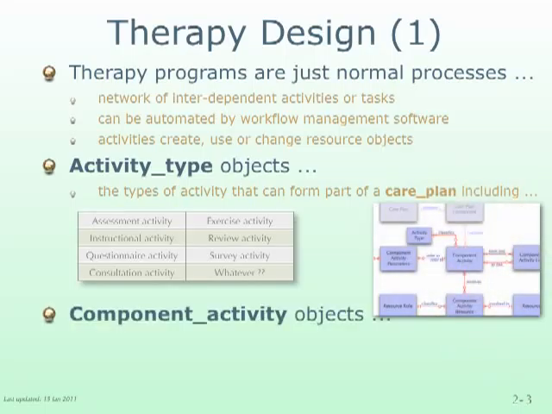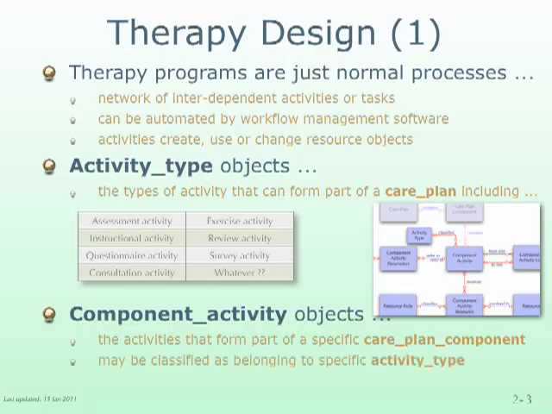Then we have component activity data objects that represent the activities or tasks that form part of a specific component of the care plan and which may be classified as belonging to one of the activity types listed above. So now we have the data object classes that represent the functional components of the therapy programs that can be automated by the Stroke Rehab app.